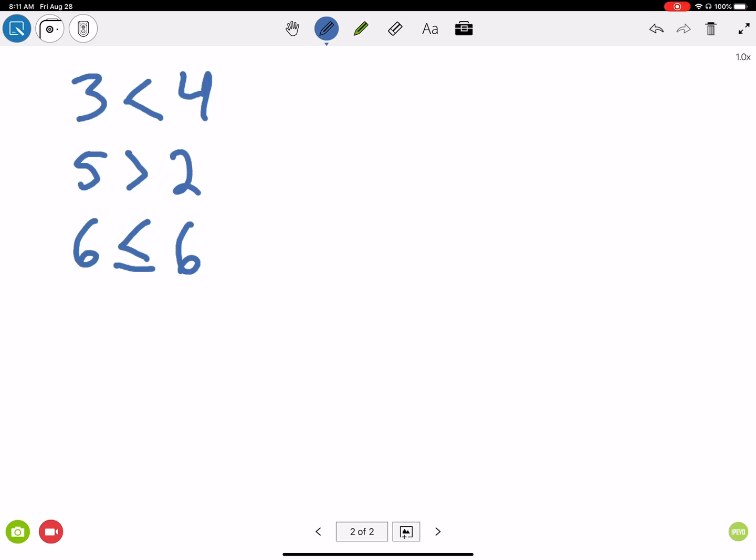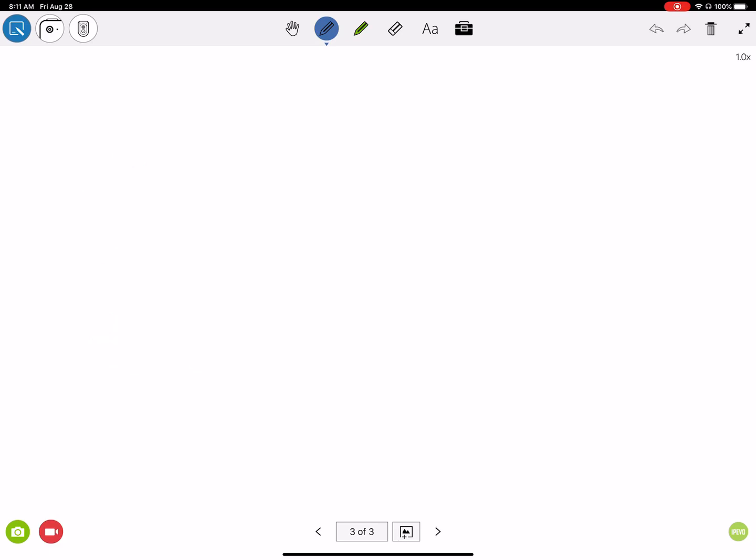And then 7 is greater than or equal to 1. That's also true. So these are very straightforward. Now, when this gets a little bit more ambiguous, it's actually going to look like this. This statement says that x is greater than 1.